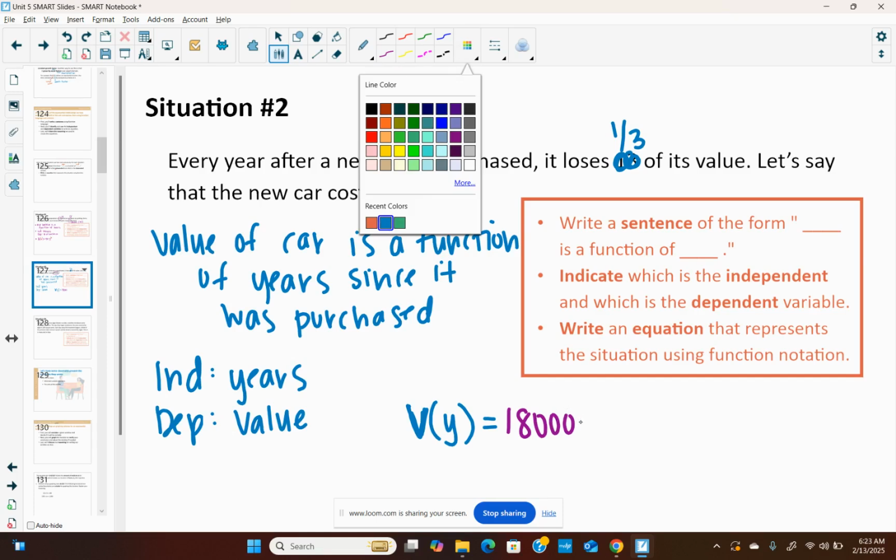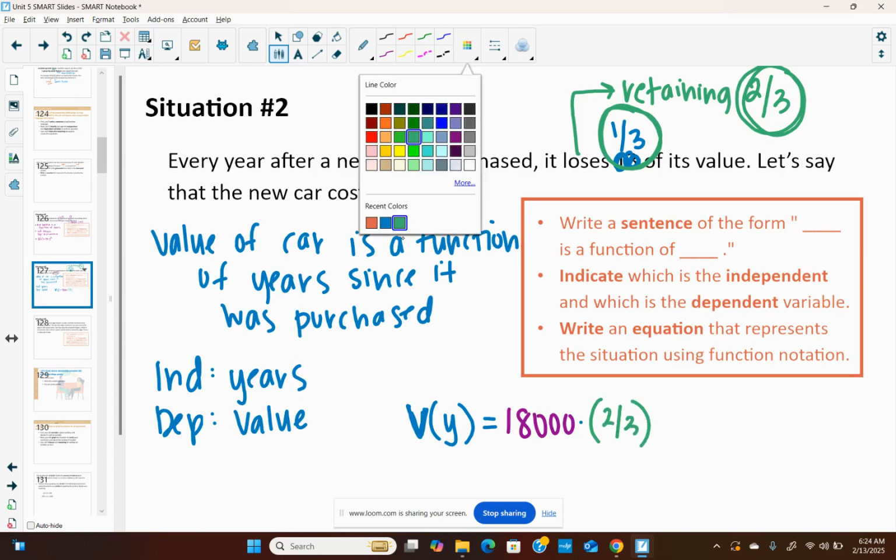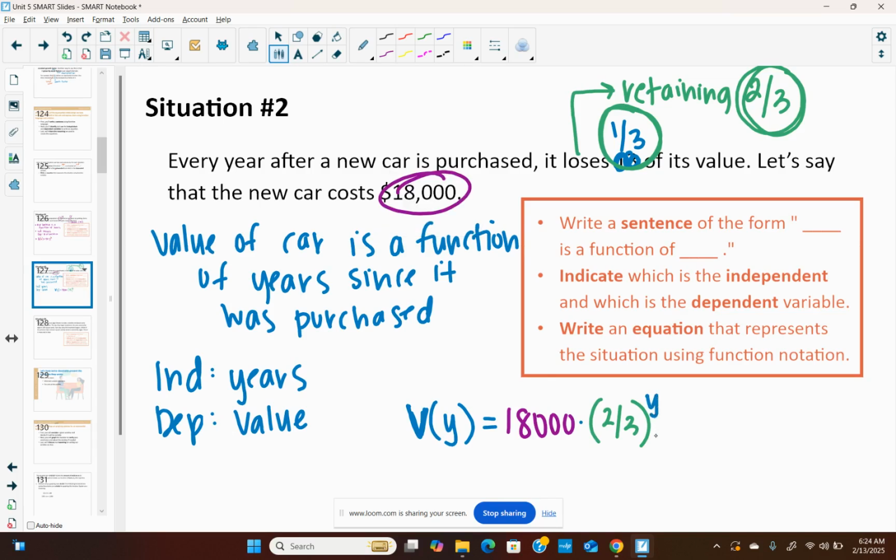And then we're going to multiply that by the growth factor. Now, this one's a little bit interesting because it's losing 1/3 of its value. So we want to know how much value it's retaining. So this is what it's losing. So what's it retaining or keeping? So if it's losing 1/3, it's keeping 2/3. So it loses 1/3 of its value. It keeps 2/3. So this is going to be your growth factor. Okay, so it keeps 2/3 of the value. And then this is per year. So then Y as the exponent there.